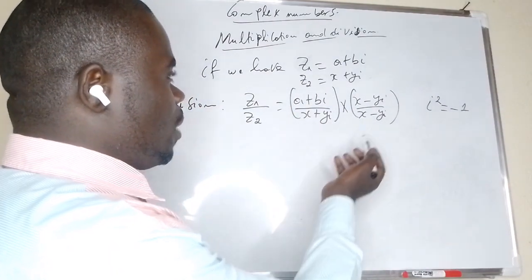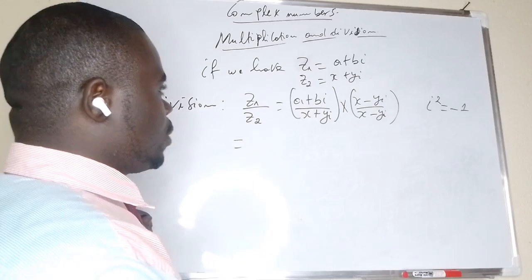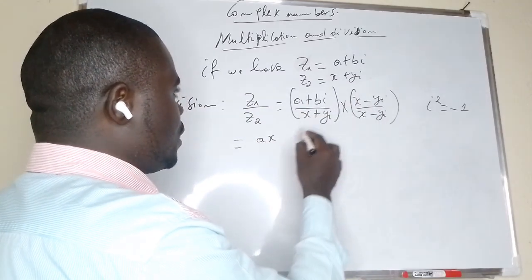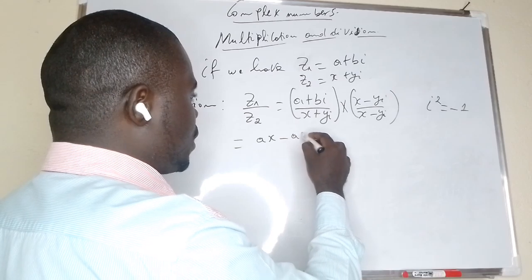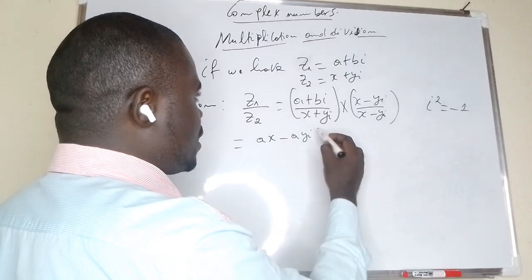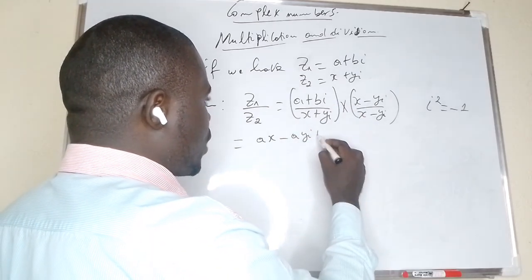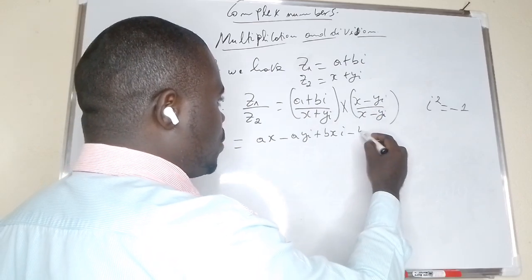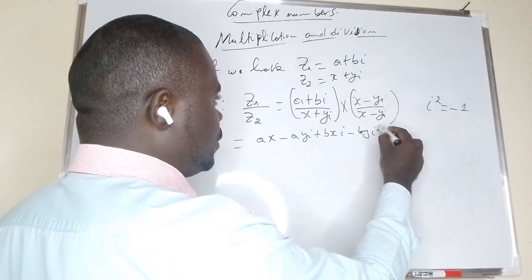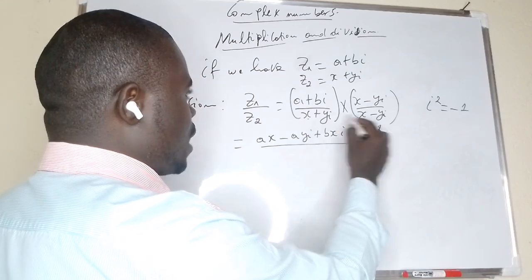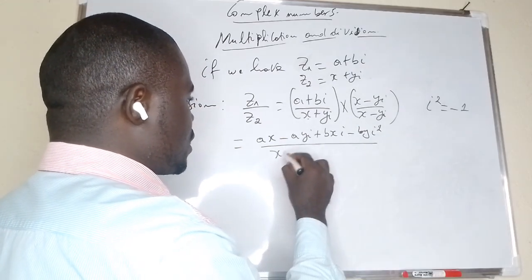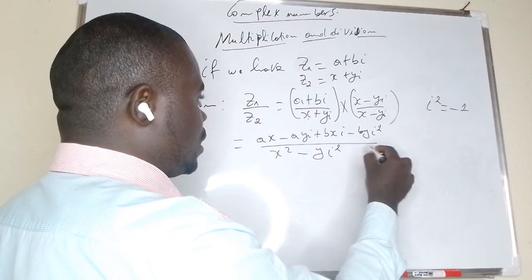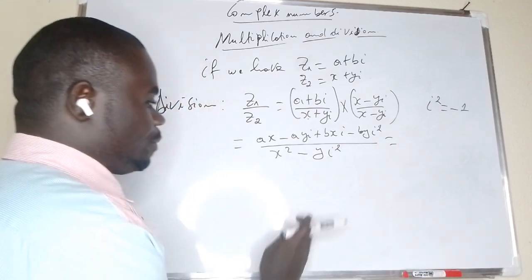Now, if we multiply like this, we will get automatically this times this ax, this times this negative ayi, this times this plus bxi, this times this negative byi squared, dividing with this times this, which is x squared, then this times this negative yi squared. This is equal to what?